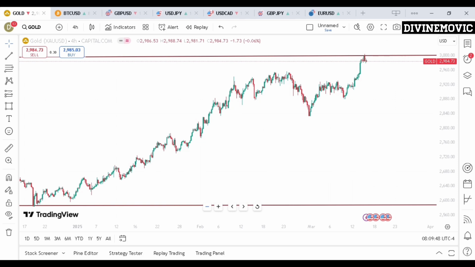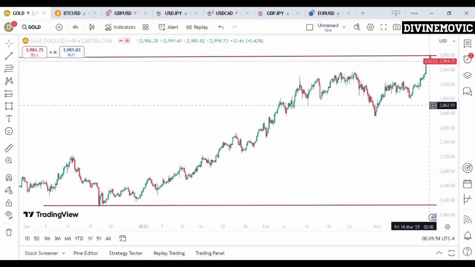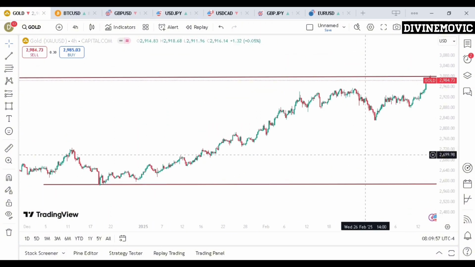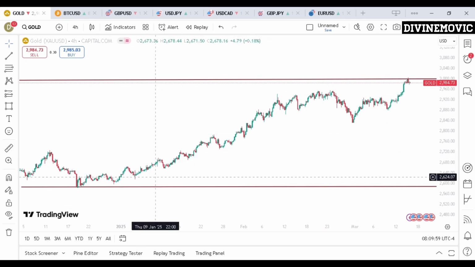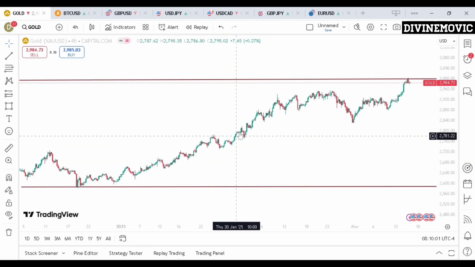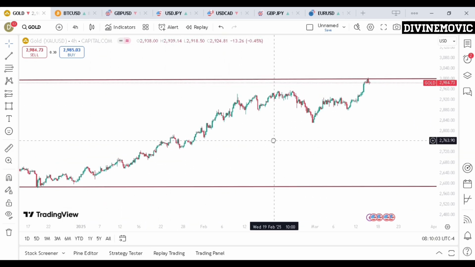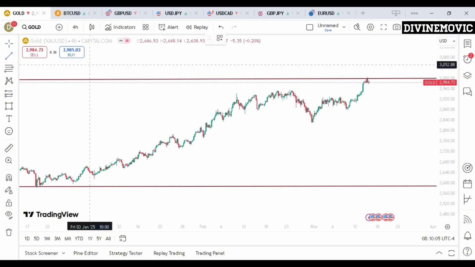For us to identify market structure, first we want to clearly see how price has moved from the particular low to the current point where price is. If you look closely, price has been giving us higher highs and higher lows, higher highs and higher lows. And here is clearly the last low.